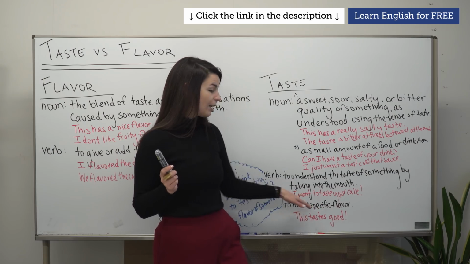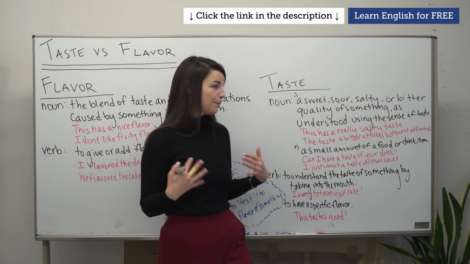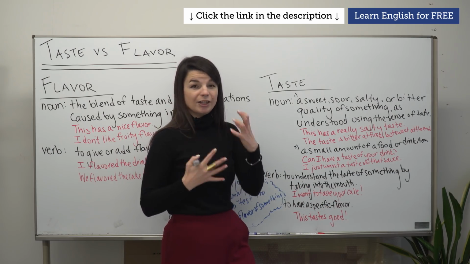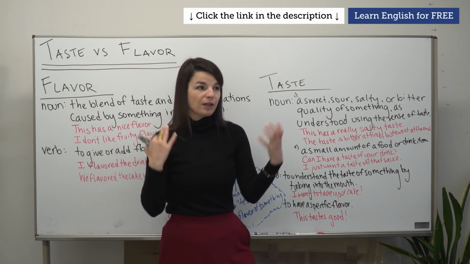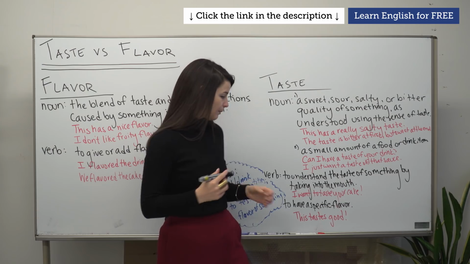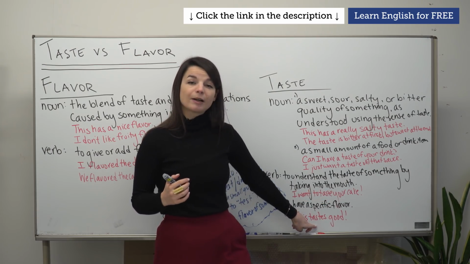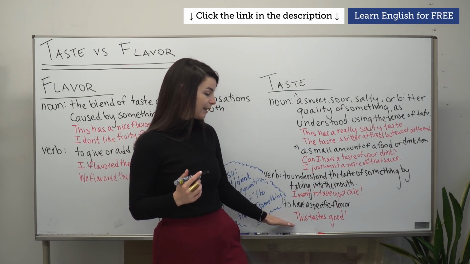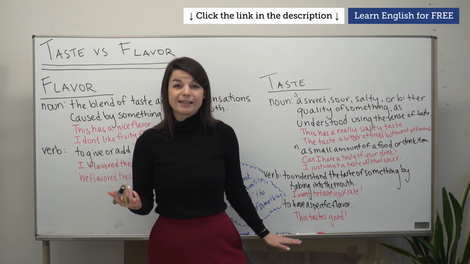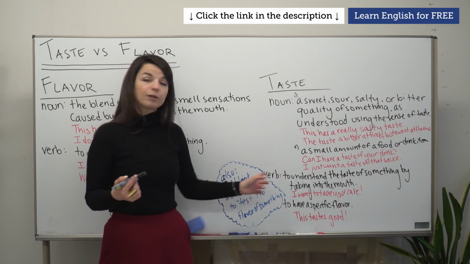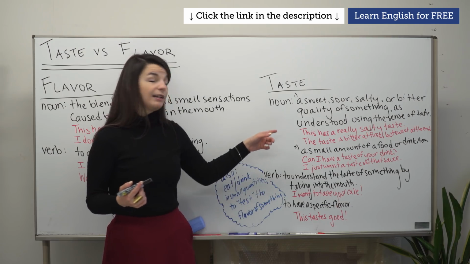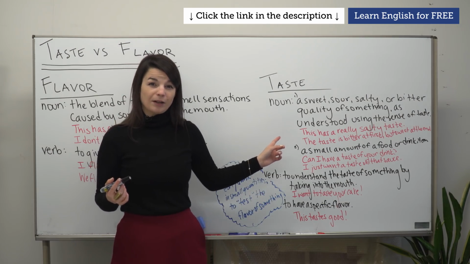So this means having a specific flavor, having some combination of smells and tastes together, and then you can describe that with good or bad or great. So when you want to talk about a food, I would recommend using this form. This tastes good or this tastes bad. I want to mention, though, a couple of other meanings that I sort of hinted at with the noun description up here.